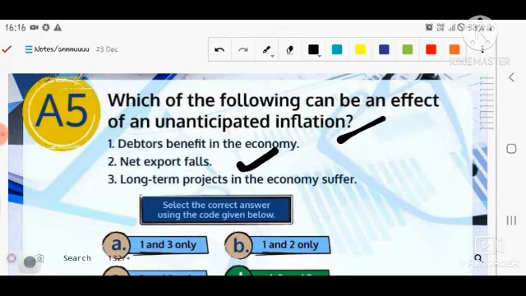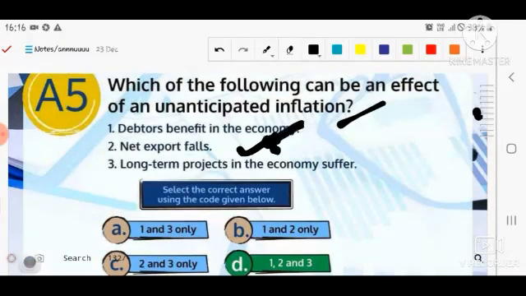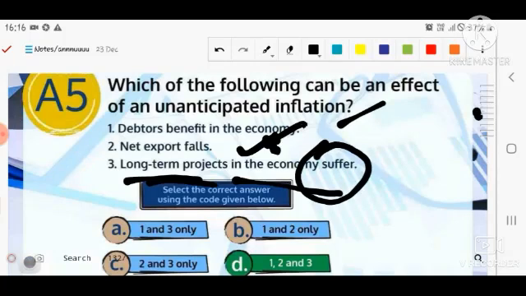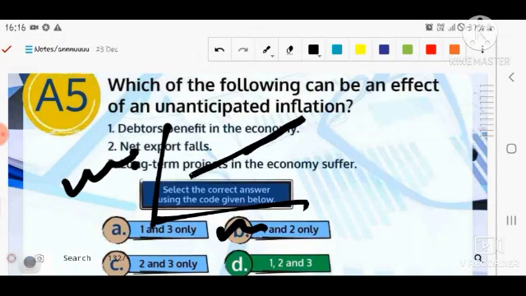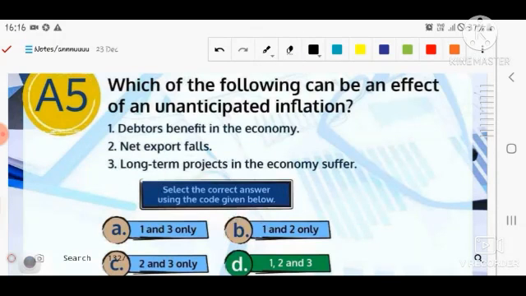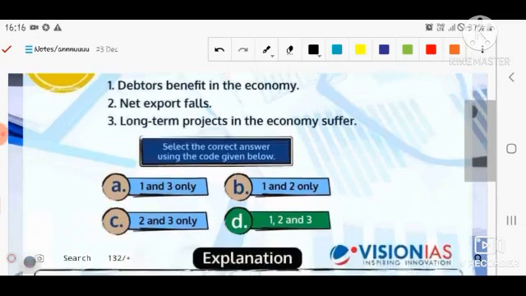Net exports fall, I think that is not correct, because I think inflation makes net exports fall. Okay, let's see what the explanation is. Long term projects in the economy, yes, that is the main reason. If you are talking about the Phillips curve, at an earlier point of time, as inflation increases, employment also increases, but after some point of time the whole employment is disturbed. The business is benefited, but in the longer term it is affected by inflation in a negative way. So the third is correct.